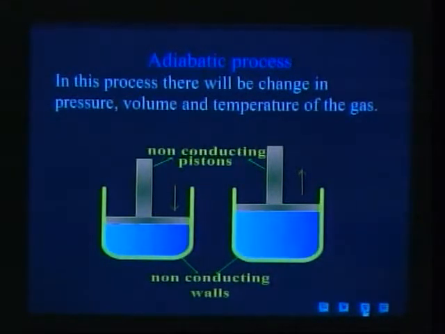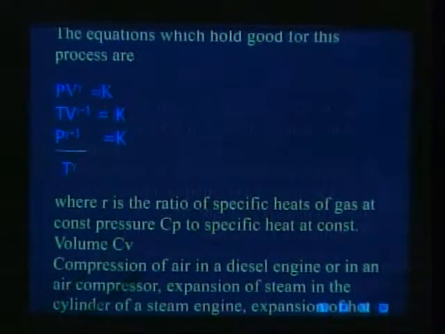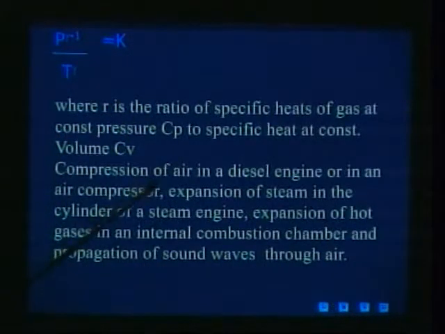The equations which hold good are PV power gamma equal to constant, TV power gamma minus 1 equal to constant, and P power gamma minus 1 by T power gamma is constant, where gamma is the ratio of specific heats at constant pressure and at constant volume. This is applied in compression of air in a diesel engine or in an air compressor, expansion of steam in the cylinder of a steam engine, expansion of hot gases in an internal combustion chamber and propagation of sound waves through air.